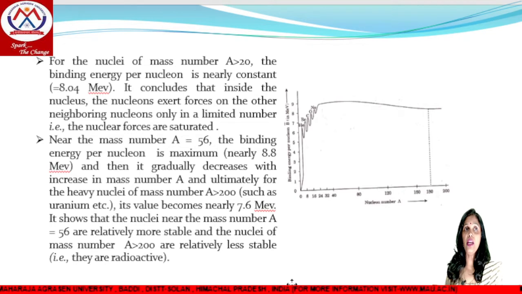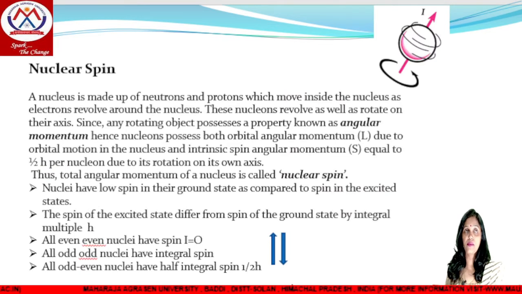And ultimately, for the heavy nuclei of mass number A greater than 200, such as uranium, its value becomes nearly 7.6 MeV. It shows that nuclei near the mass number A equal to 56 are relatively more stable, and the nuclei of mass number A greater than 200 are relatively less stable. That is, they are radioactive.